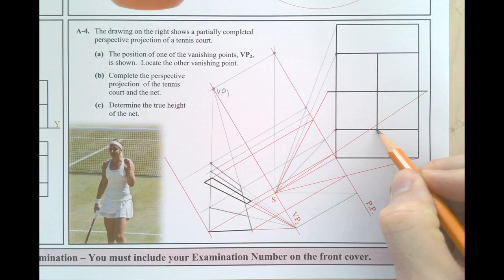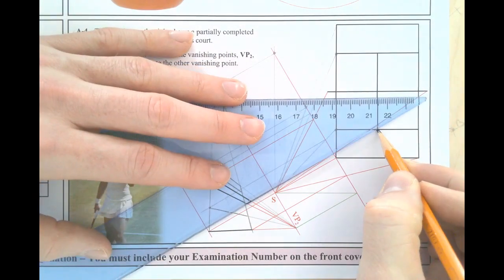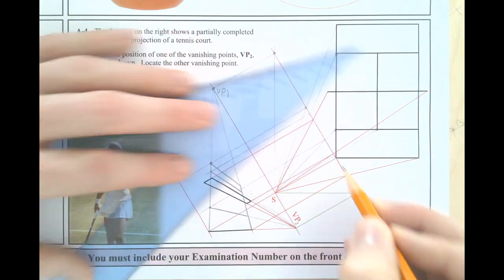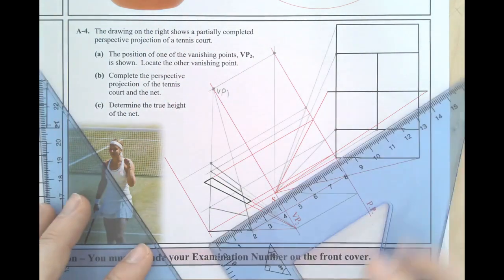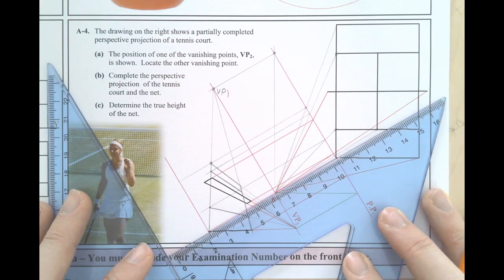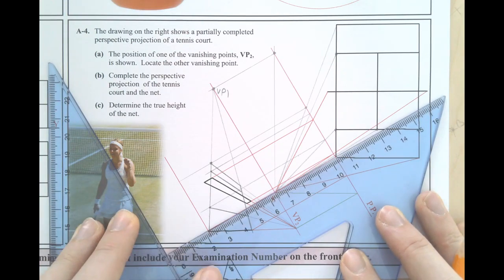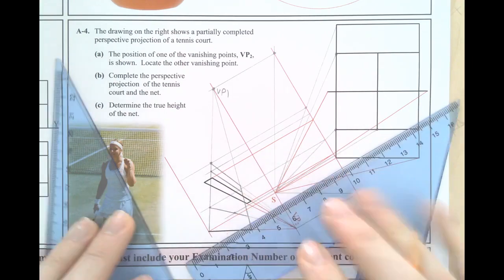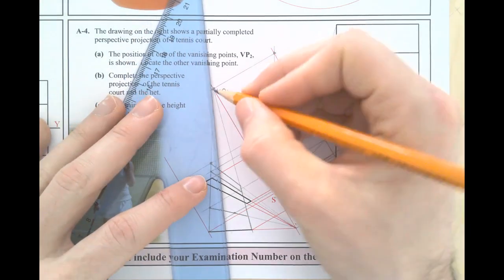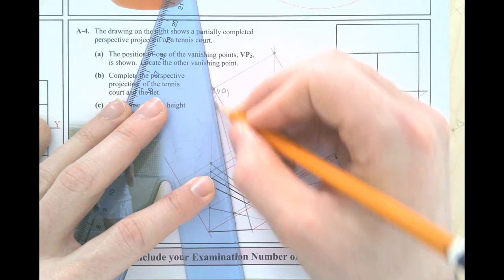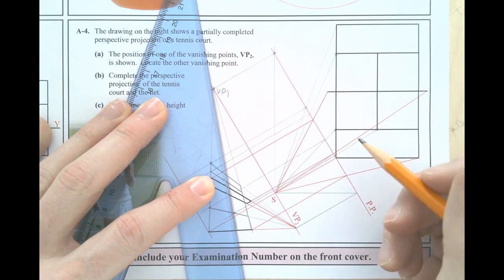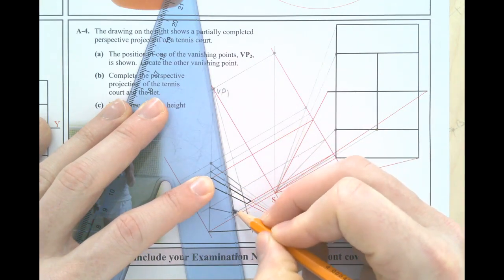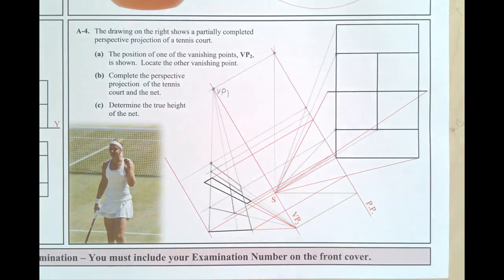The last line I need is this one here in the middle. So I'm going to find that point by bringing it down to S, seeing where it crosses the picture plane, and bringing it straight down. That gives me that point. And then I can join that back to VP1. Where does that go heavy? It's just in the middle there. Okay, that's my tennis court finished.